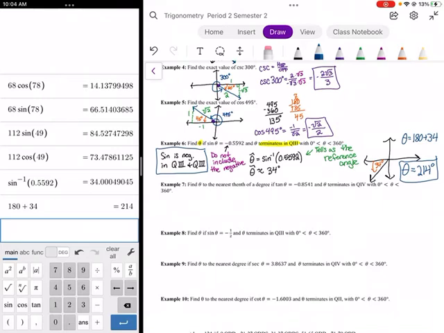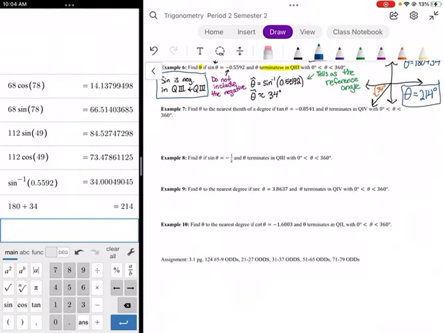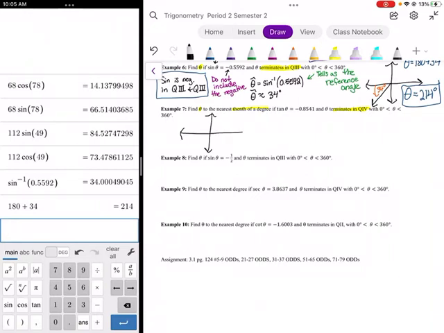All right, moving on to our next example. For this one, again, we are going to be finding theta to the nearest tenth of a degree if tangent theta equals negative 0.8541 and it terminates in quadrant 4. So let's start. I'm going to draw a picture just so I know that this terminates in quadrant 4. And we need to figure out what that reference angle is.